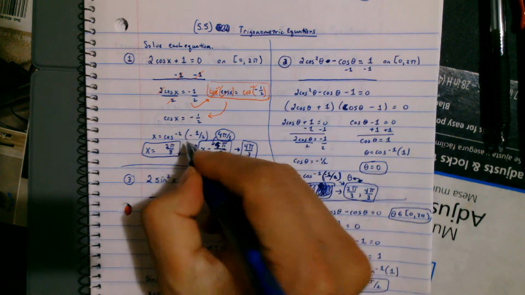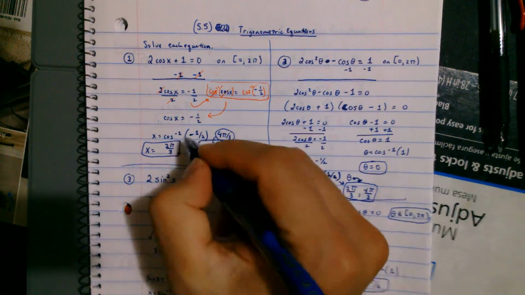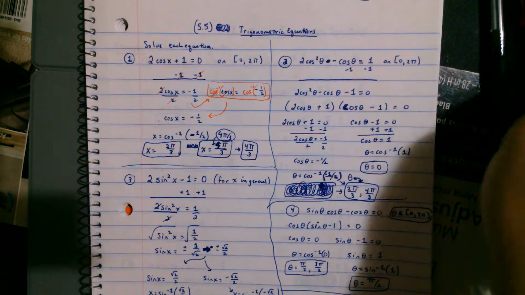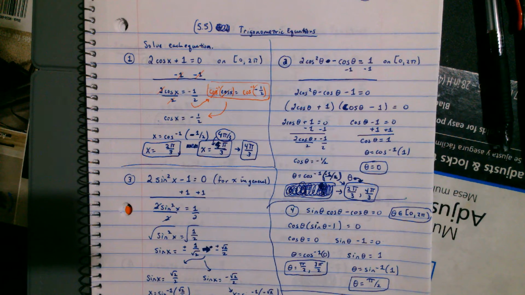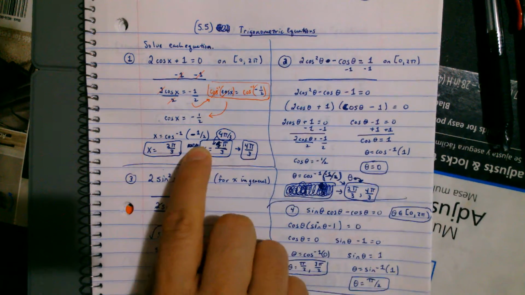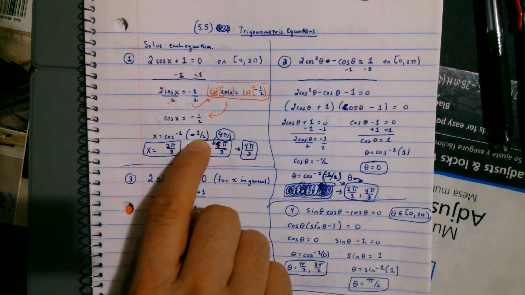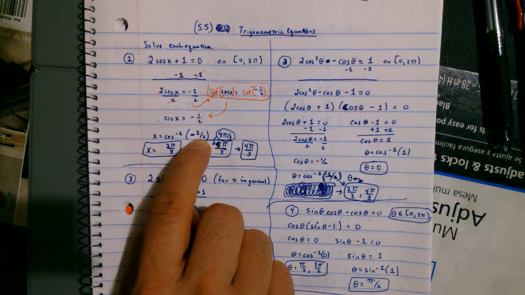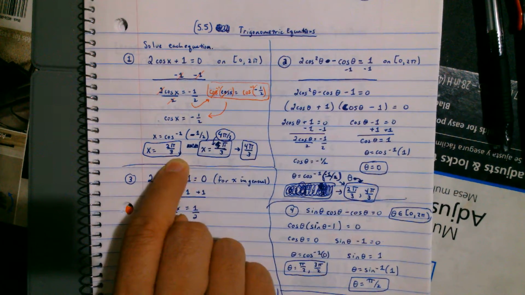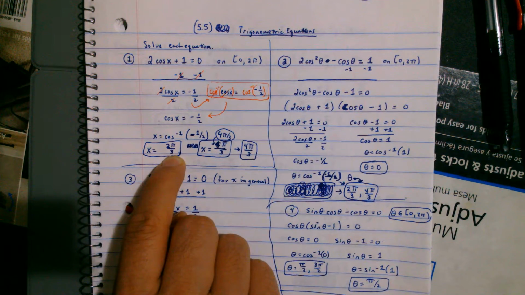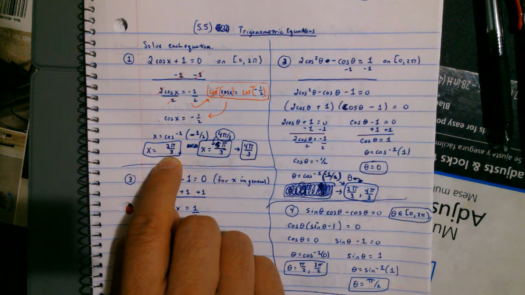Now, cosine inverse of 1/2 is an adjacent of 1 and a hypotenuse of 2. That's 60 degrees. But because it's negative, we're looking for an angle that lives in the second quadrant. 120 has a reference of 60, so that's 2 pi over 3.